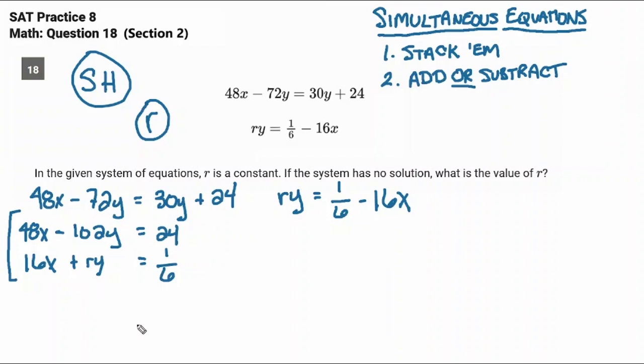But I got a problem. I can't add these or subtract these to do anything useful, because when I add or subtract, I want something to go away. So what I need to do is I need to multiply or divide one of these equations by something that will get me to a place where I can add or subtract. I'm going to multiply this equation, every term in it, by 3. So when I do that, what's 3 times 16x? 48x. So now I'm going to be able to get rid of my 48x's. Got to multiply every term, so it's plus 3ry, and then 1/6 times 3 is just a half.